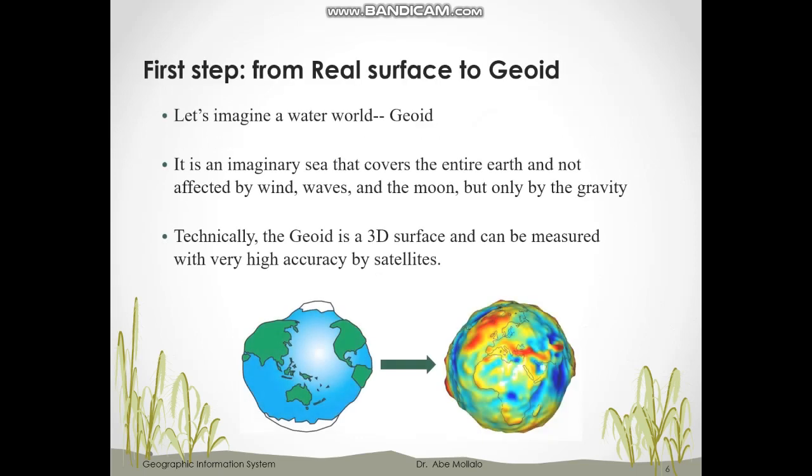But what is geoid? Think about a world of water, an imaginary sea that covers world planets and is not affected by wind, by waves and the moon, but only affected by gravity. That is geoid. So technically the geoid is a 3D surface shown as this figure and is defined by empirical measurements that describe constant gravity at any location on Earth. So we use this shape trying to approximate the real surface of the Earth.